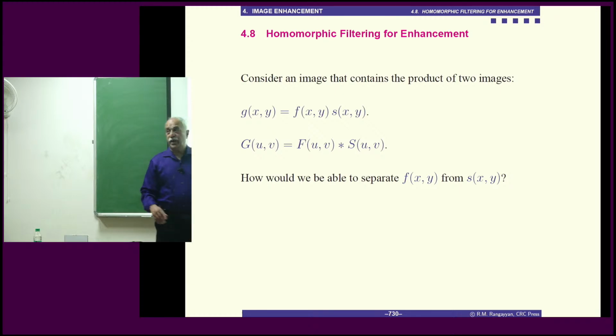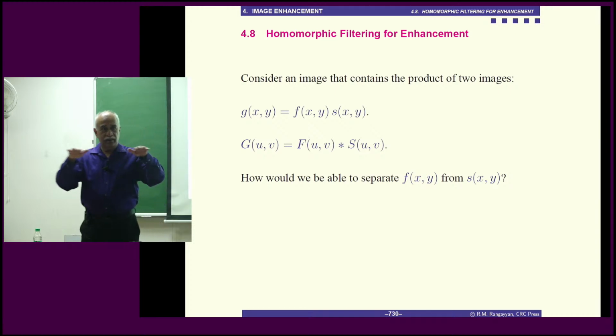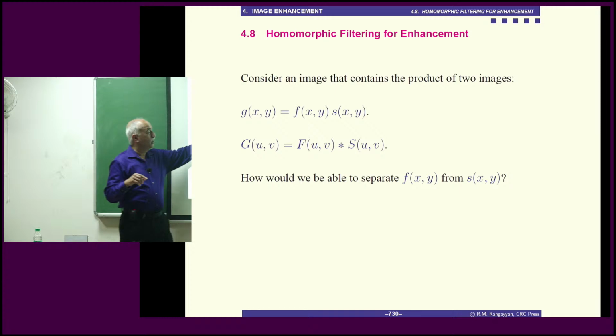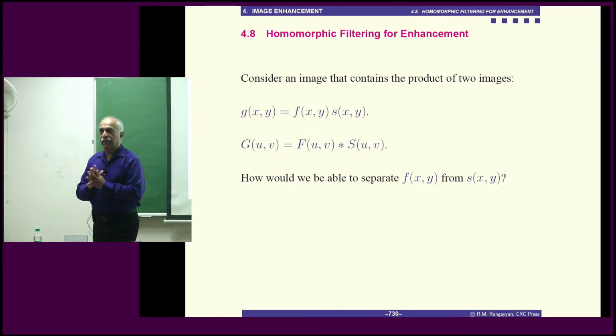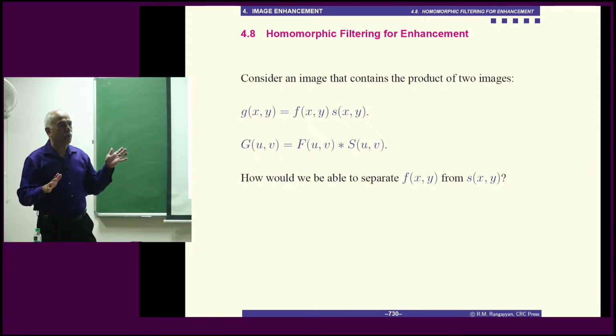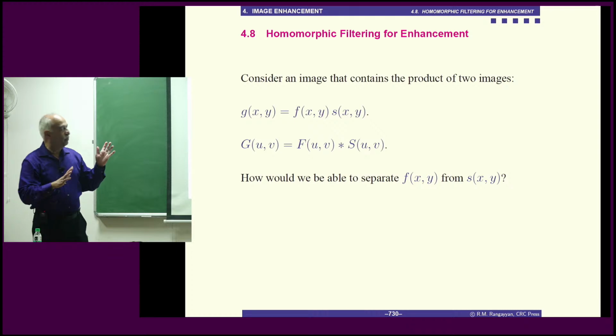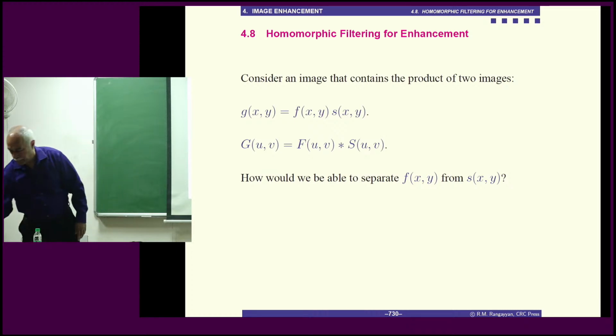Now if s(x,y) is constant, then S(u,v) is just an impulse. So convolution with an impulse doesn't have any effect, so there is no problem. You actually get the real image. So a uniform lighting source will give you the original image.